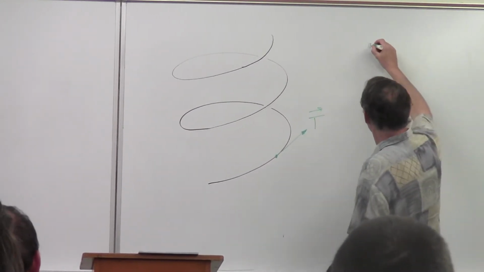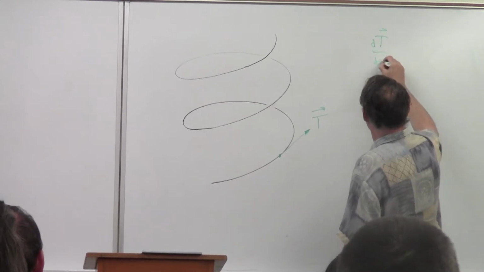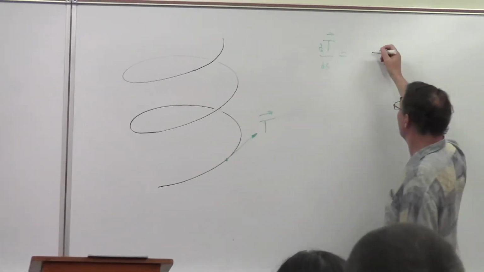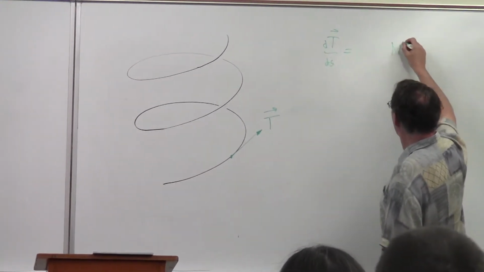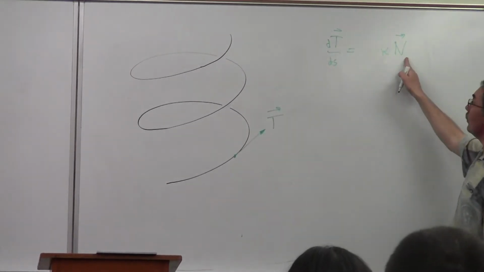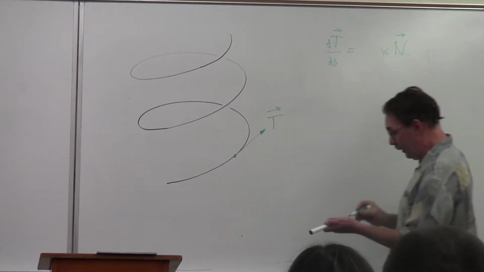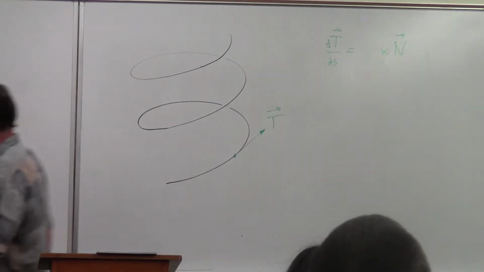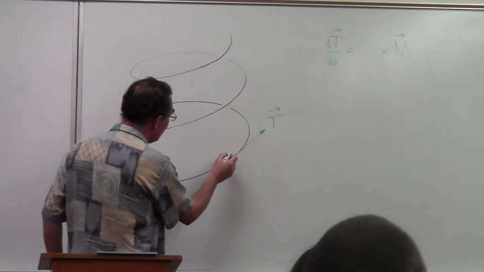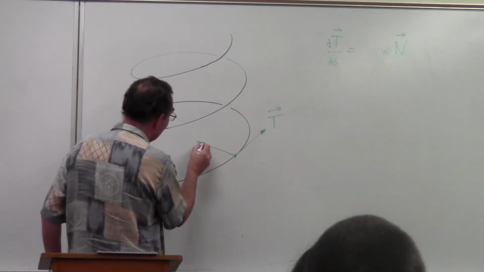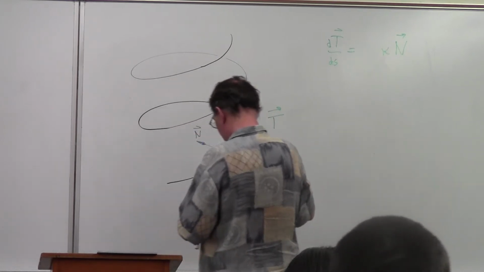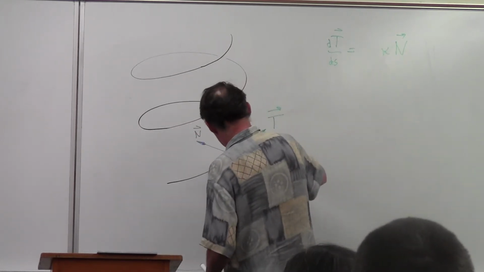But what you can say is that the derivative of t with respect to s has to be a vector perpendicular to t, just because t is a unit vector. So you can just define that to be the curvature times the normal. As long as this derivative is non-zero, this unit normal is well defined, so that gives you a second vector. All this is familiar from third semester calculus.